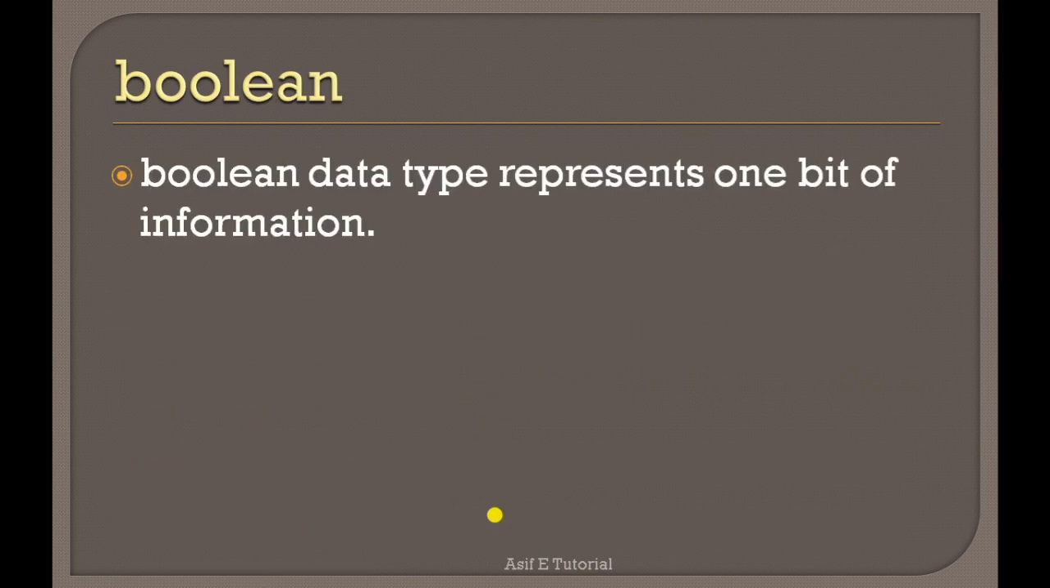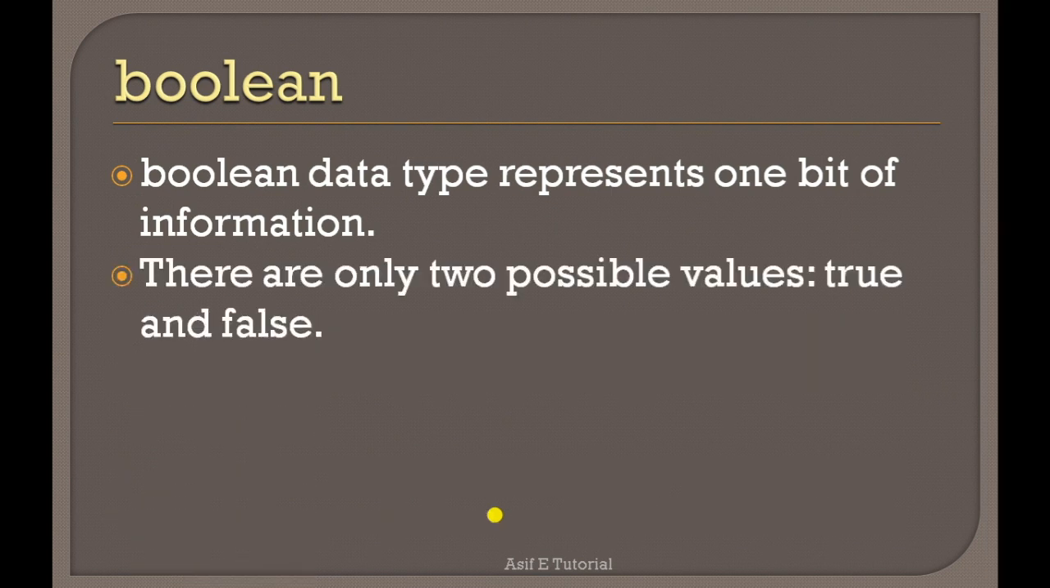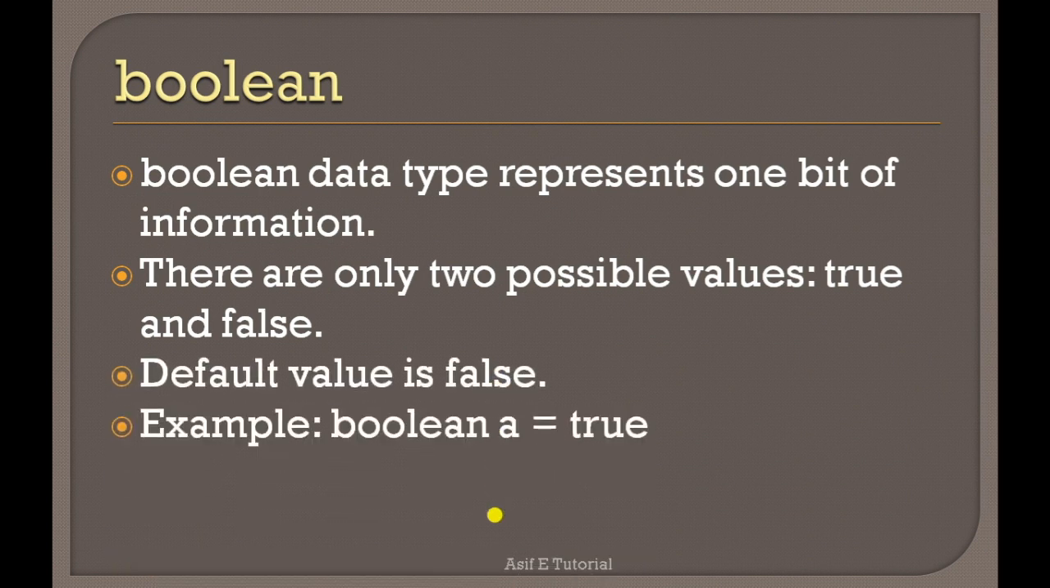Next is boolean. It uses 1 bit of information. There can be only 2 possible values, either true or false. Default value is false. Example, boolean a = true.